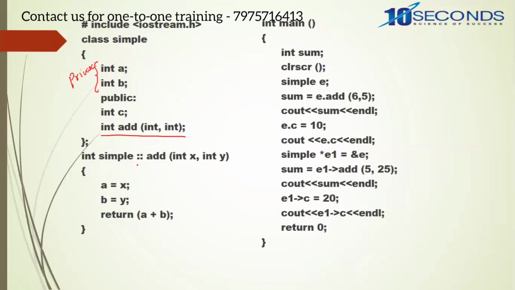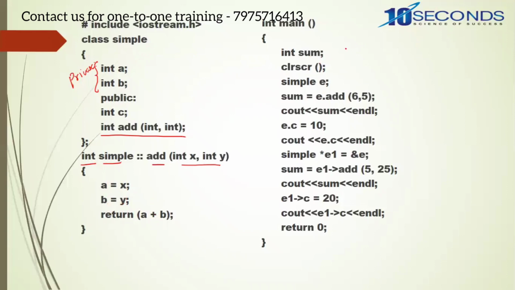That's why the scope resolution operator. It informs that the add function belongs to the class simple and it accepts two arguments of type integer, and after performing some operation, it will return one integer. Now a equal to x, b equal to y, return a plus b.